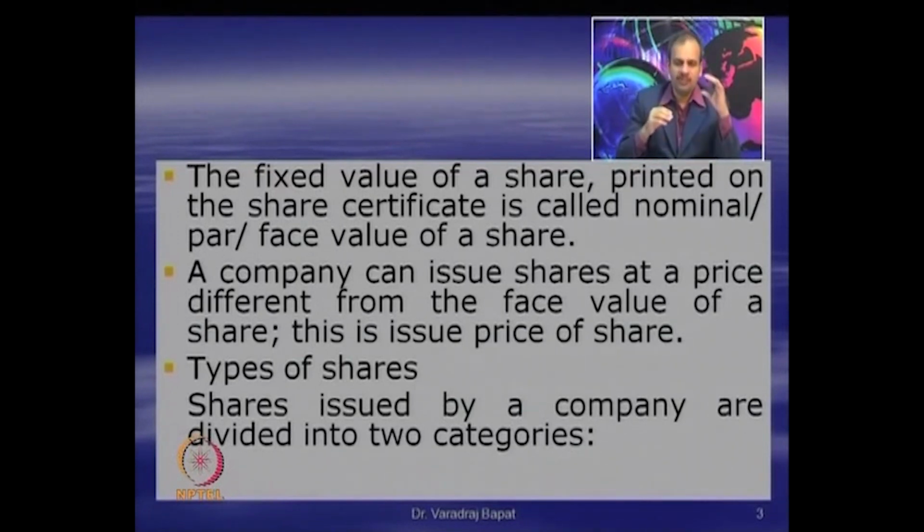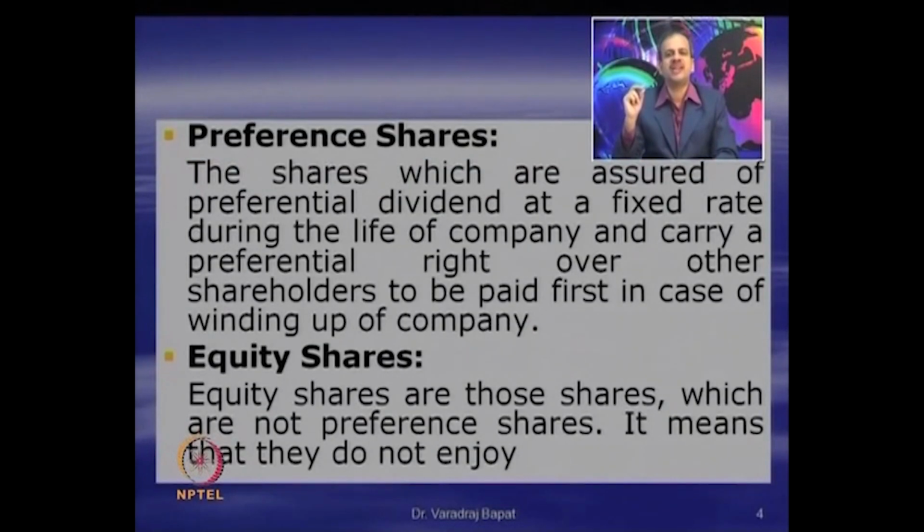Now if the face value of the share is 10 rupees, it is not necessary that the company issues the shares at 10 rupees only. It may issue it at say 15 rupees. So the value of the share at face is 10, and the company is collecting 5 rupees more. That 5 rupees more is known as premium which is collected by the company. The issue price is 15 rupees. Now if you look at the types of shares, there are two types of shares. One is preference share, the other is equity share.